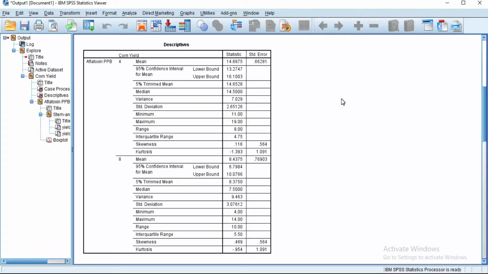And then discussing some of the descriptive measures. The very reliable and the most preferred measure is the standard deviation. Here you see the standard deviation. And then we have range.